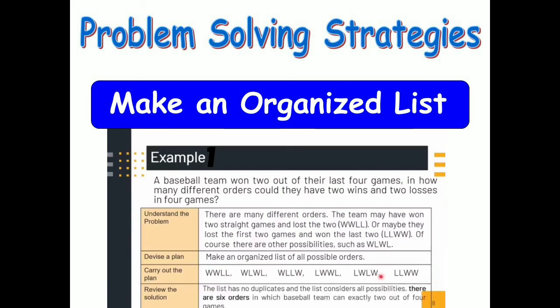Now, para i-check ang solution kung tama ito, the list has no duplicates and the list considers all possibilities. There are 6 orders in which the baseball team can win 2 out of 4 games. So, the answer is there are 6 orders for the baseball team. Kasi wala nang ibang order, kaya there are 6 orders in the baseball game.